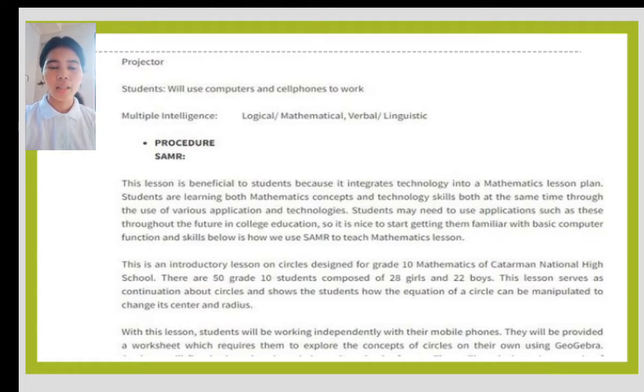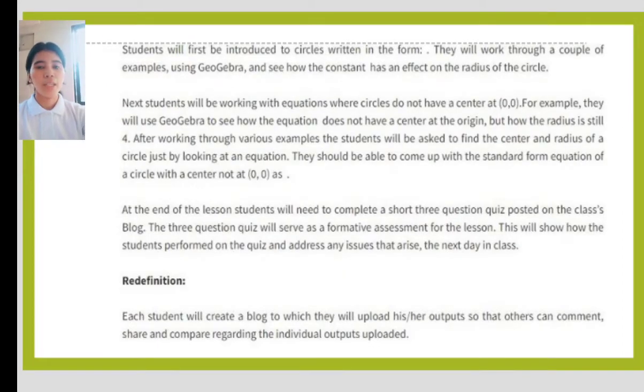With this lesson, students will be working independently with their mobile phones. They will be provided a worksheet which requires them to explore the concepts of circles on their own using GeoGebra. At the end of the lesson, students will need to complete a short 3-question quiz posted on the class blog. The 3-question quiz will serve as a formative assessment for the lesson. This will show how the students perform on the quiz and address any issues that arise the next day in class.